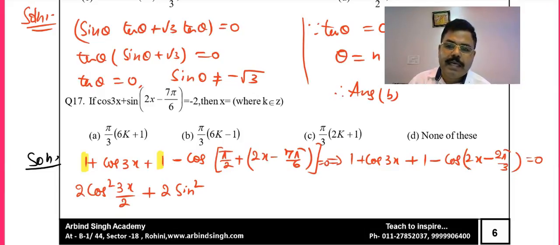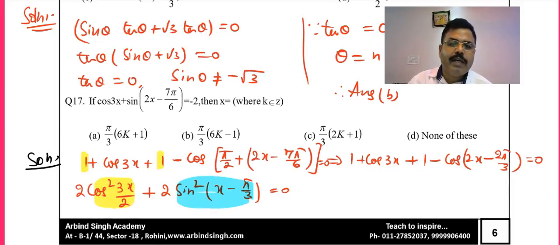So that can also be written as 2 sine square, x minus pi by 3, equal to 0. This is possible if and only if both the terms are equal to 0, because this is a perfect square and that is also a perfect square, so they cannot be negative. The sum of these two will be 0 if and only if both are individually equal to 0.